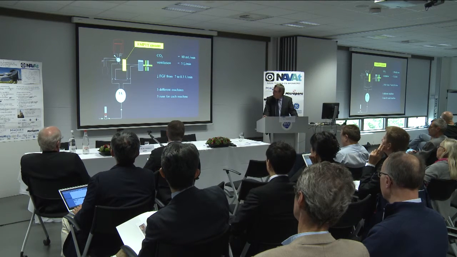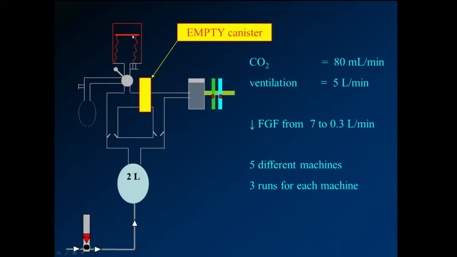And what we did was the following. We have an anesthesia machine, a ventilator, and we have an empty canister here, no absorbent. And this is a flow meter, and it is feeding about 80 milliliters into the tip of this balloon. And we are then ventilating this balloon with 5 liters per minute. And we are progressively decreasing the fresh gas flow from 7 to 0.3 liters per minute. And we did this for 5 different anesthesia machines, 3 different times.